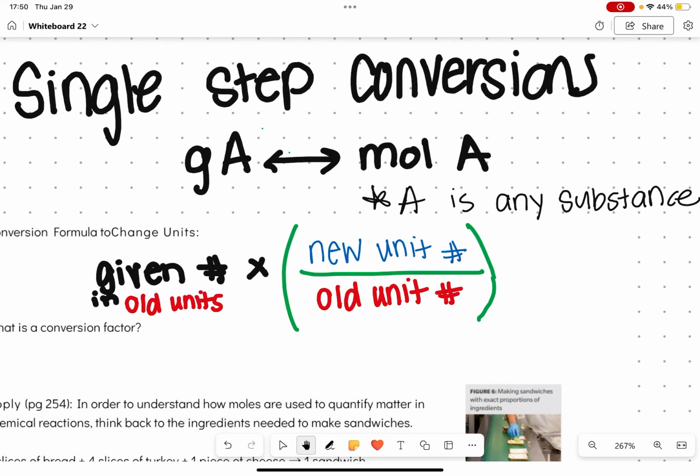In this video, we are going to be looking at single-step conversions. So how I change from grams of substance A to moles of substance A. And A represents any substance, but you're remaining in the substance, you're just changing grams to moles.